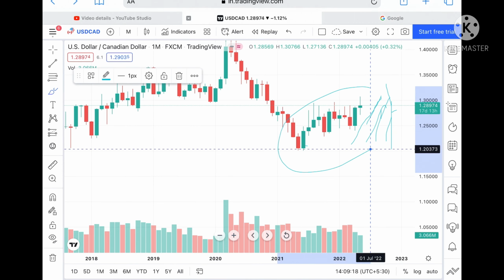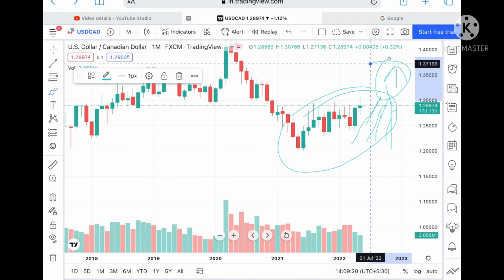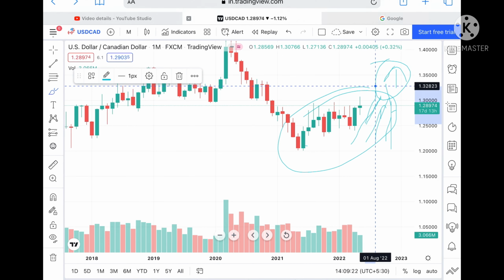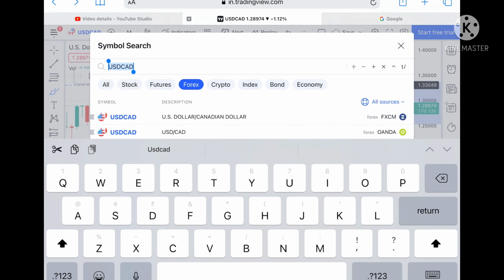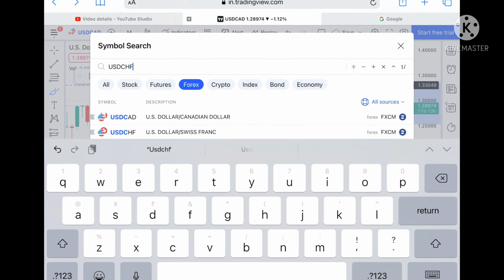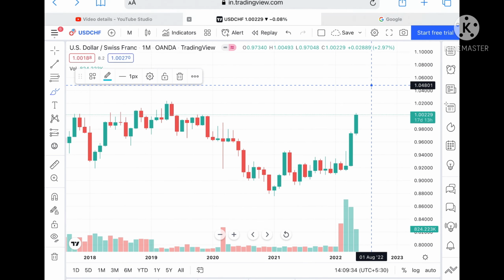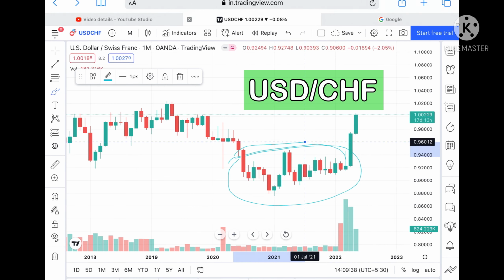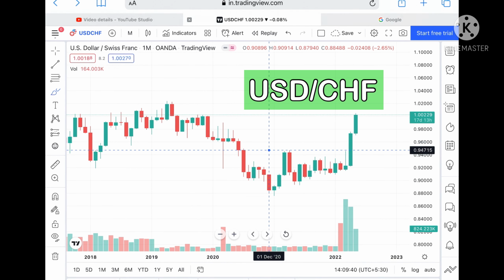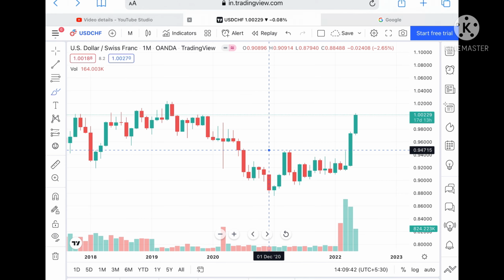Okay, and once this range breaks upside, then we can see it can move further upside towards a level of 1.33049 and further upside. But if we talk about USD CHF, I've already told you that this is a range bound which is forming, and once this range breaks upside, we can see further upside.